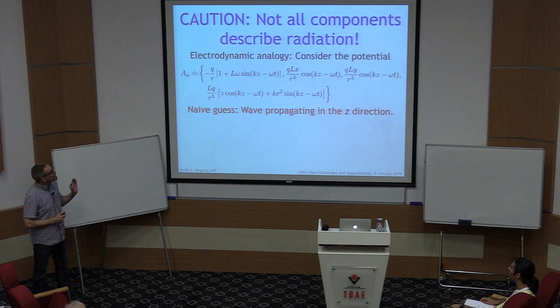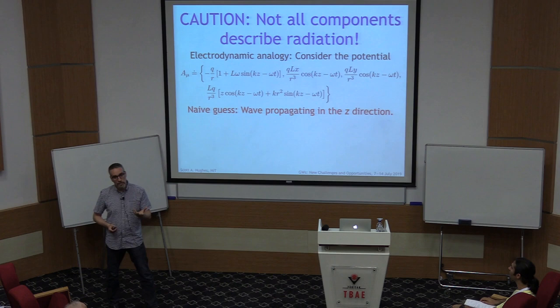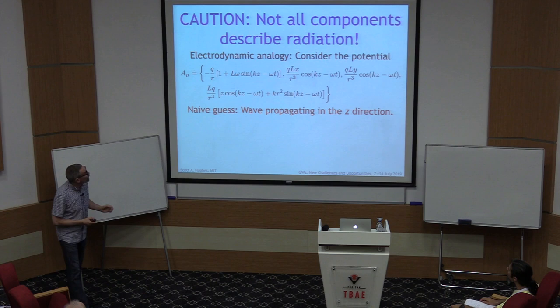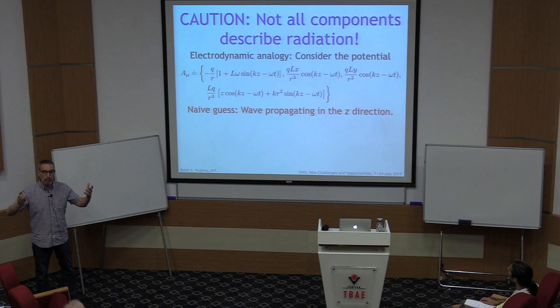We need to be a little bit careful, though. When we do this, remember, I wrote this down in a particular coordinate system. I chose a particular gauge. And it's very important that we understand whether our gauge clearly allows us to understand what bits of this H mu nu correspond to radiation and which do not. Let me illustrate this by an analogy.